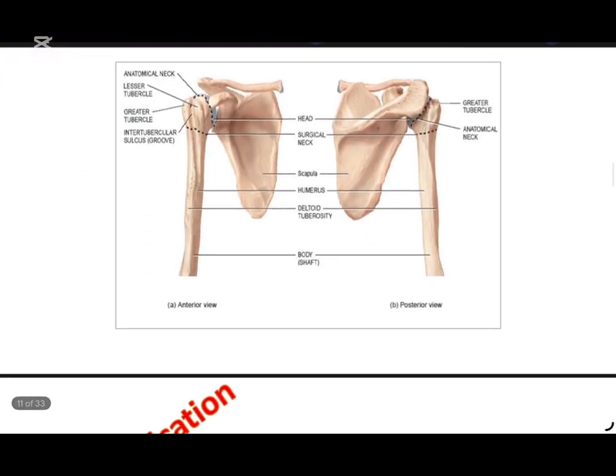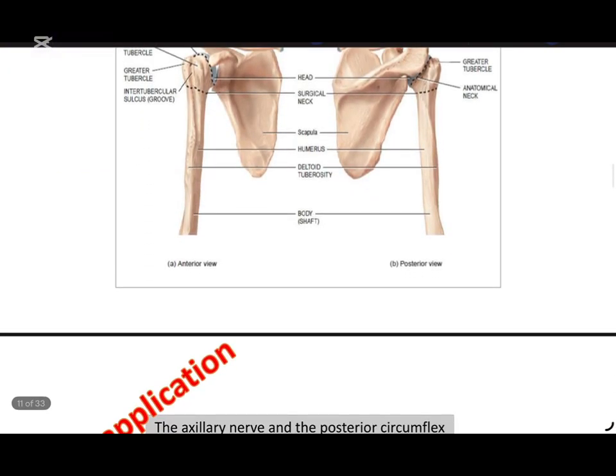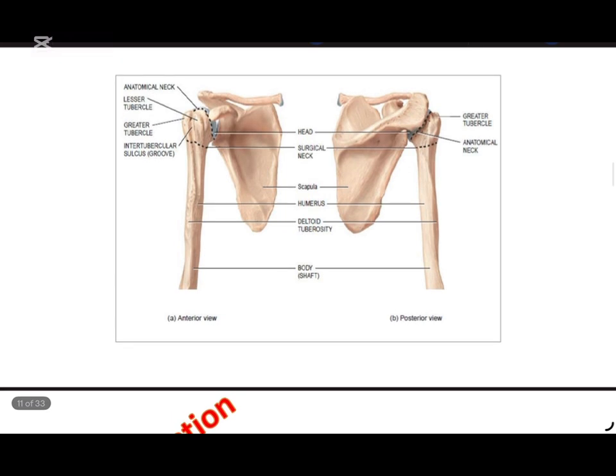So here, just to realize the difference between the anatomical neck, which is located directly under the head of the humerus, and the surgical neck, which is the constricted part here. And we call it surgical because common fractures occur at this area.